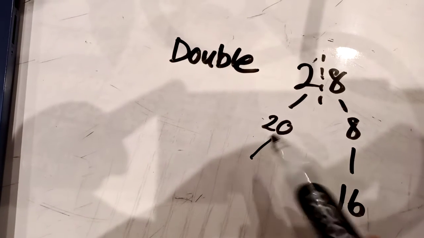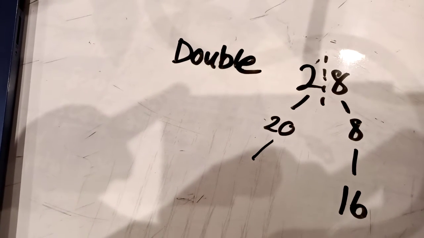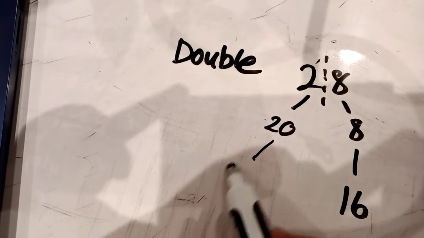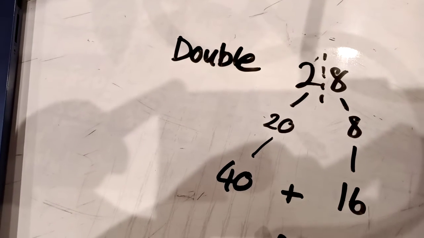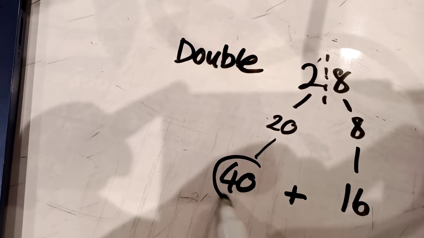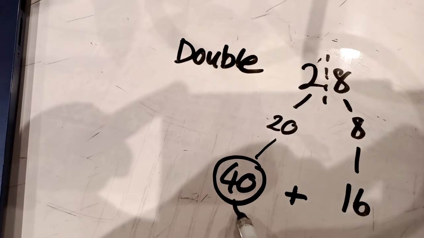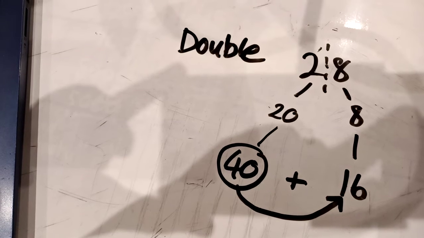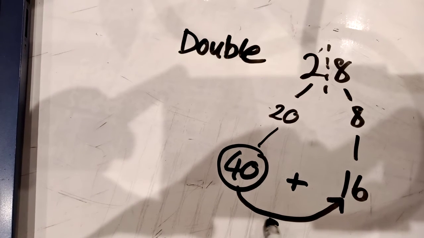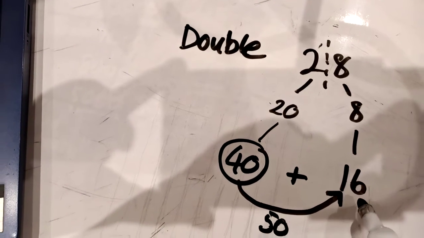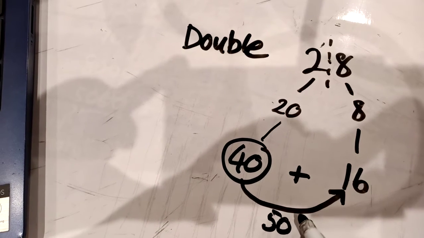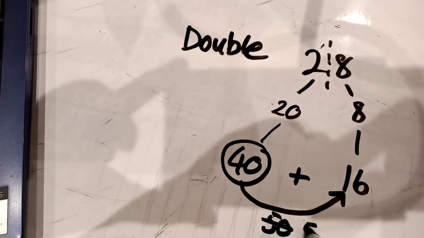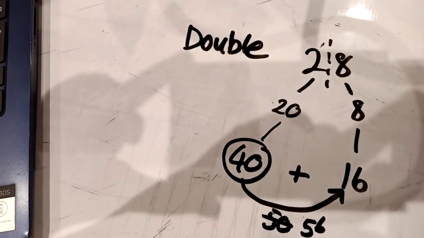And what do we do when we double 20? Double 20 is 40. Then we've got to add them together. So you see the 40. What's 40 add that 10 there? 40 add that 10 is 50. And don't forget the 6. So it's 50 add the 6 is 56. Okay, so that's our strategy for doubling.